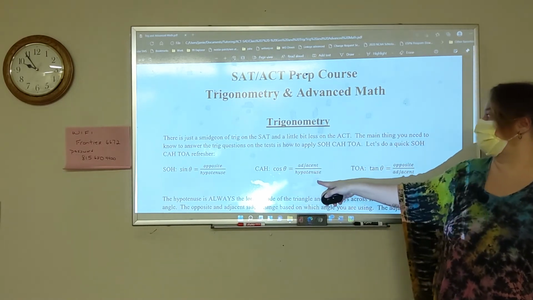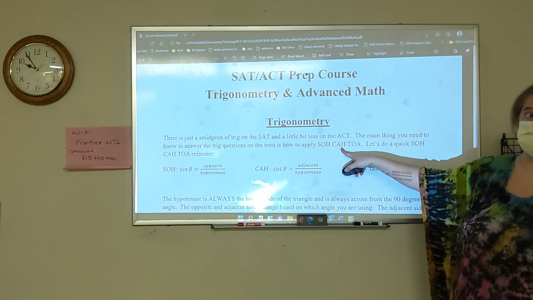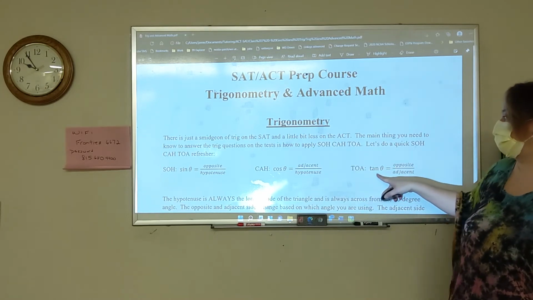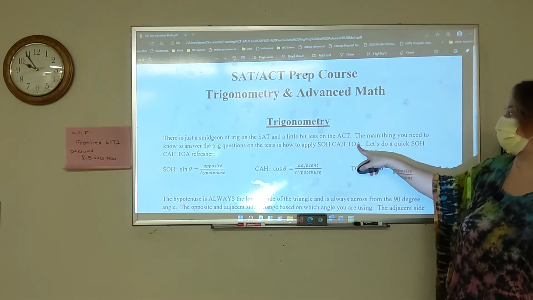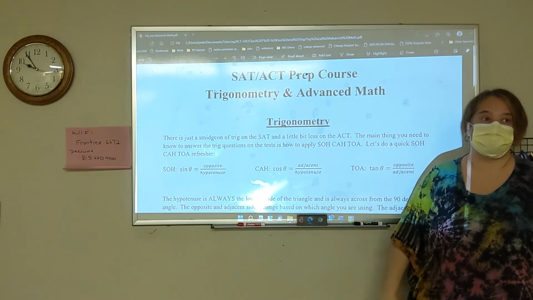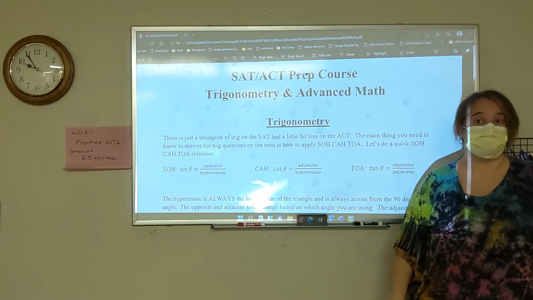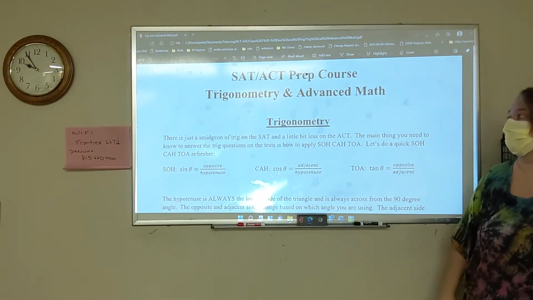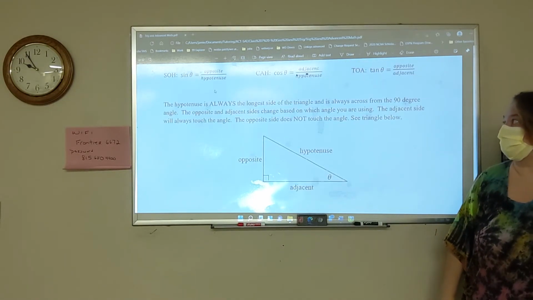Cosine. Cosine is adjacent over hypotenuse. That's where you get the CAH. And then TOA is tangent. Tangent is opposite over adjacent. That's where you get the TOA. Okay? Hopefully most of you guys have seen this and may hopefully remember it. You probably saw it at the end of geometry or the end of algebra 2, and may have seen it again after that.